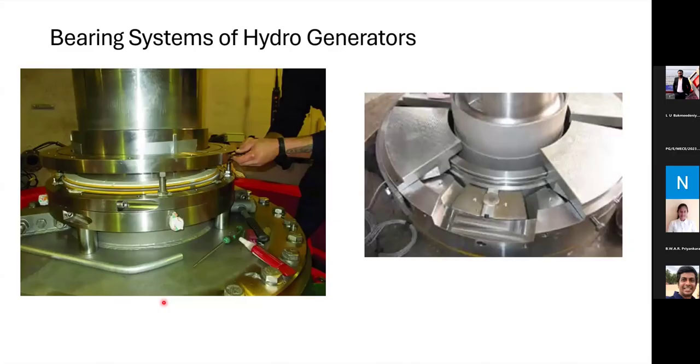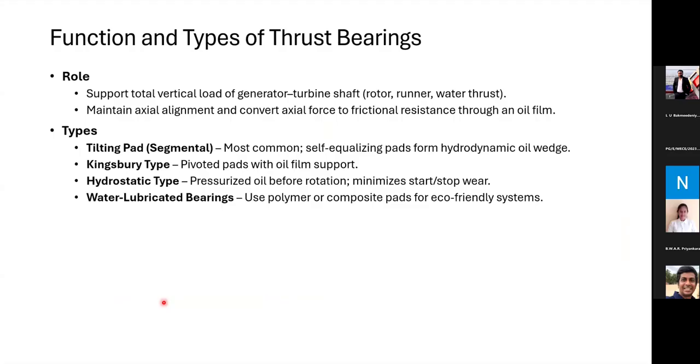And the generators have the bearing to basically support the vertical load of the generator and the shaft. So the rotor, runner, and the water thrust. Runner is another word for the turbine. And maintain axial alignment and convert axial force to frictional resistance through an oil film. So the main job is to support the generator structure, and the secondary job is to maintain the alignment and convert the axial forces to friction resistance.